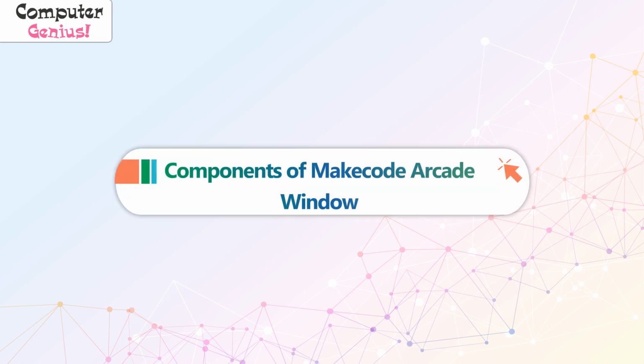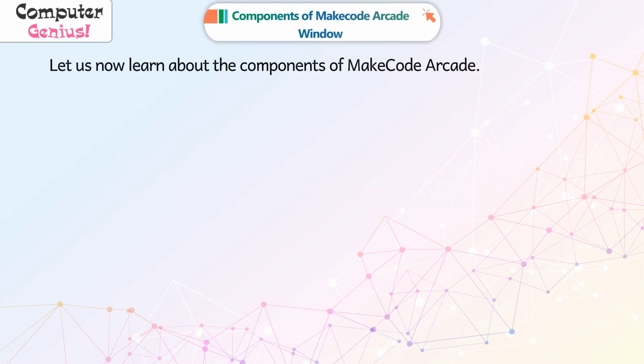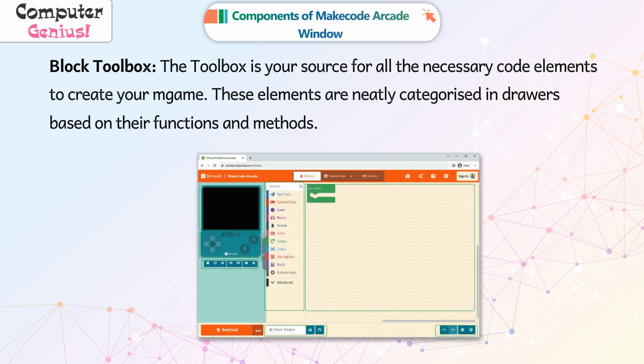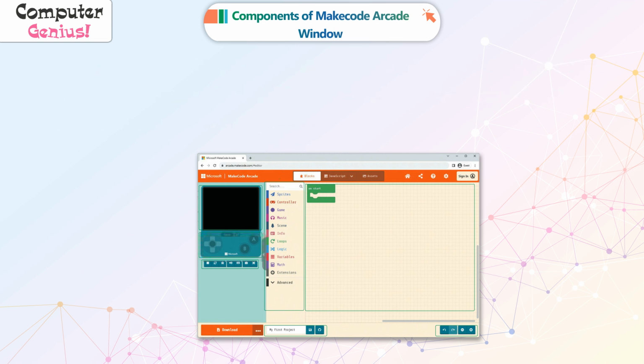Components of Makecode Arcade window. Let us now learn about the components of Makecode Arcade. Block Toolbox. The toolbox is your source for all the necessary code elements to create your game. These elements are neatly categorized in drawers based on their functions and methods.